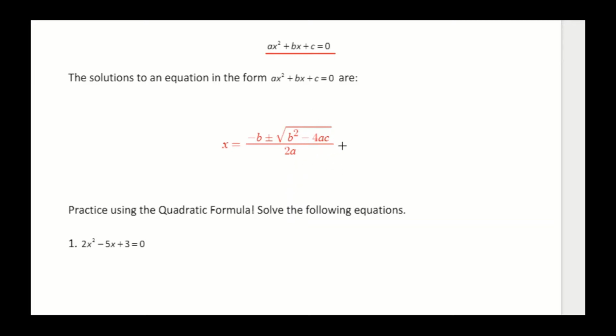incorrectly written. So once again, the quadratic formula here is negative b plus or minus the square root of b squared minus 4ac, all divided by 2a.